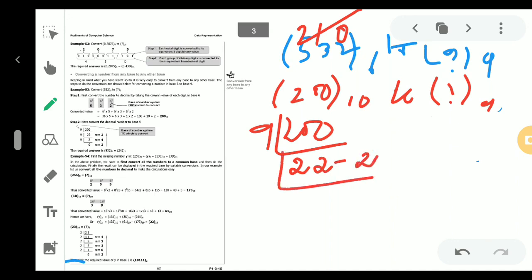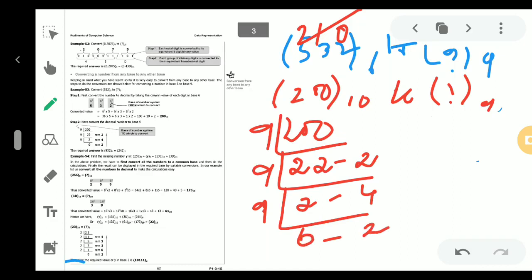Again I am dividing it by 9. We can give 2, 18. So 22 minus 18, the remainder is 4. Still 0 is not coming, so I am giving 9. 2 cannot be divided by 9, so it becomes 0 and remainder 2. So from bottom to top we will move, that is 242.